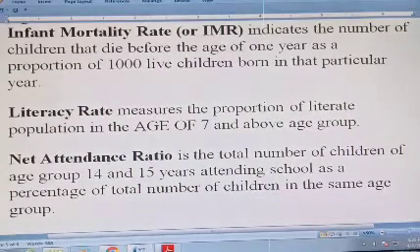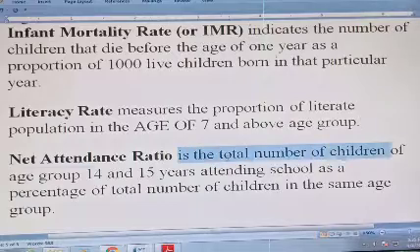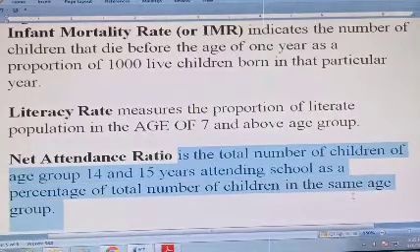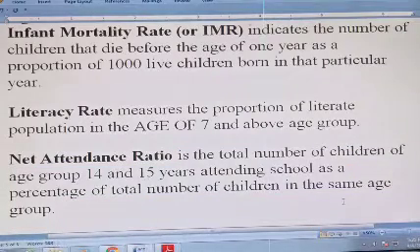Net attendance ratio means the total number of children of age group 14 to 15 years attending school as a percentage of the total number of children in the same age group. It means as many students of 14 to 15 years of age as are attending school, that is known as the net attendance ratio.